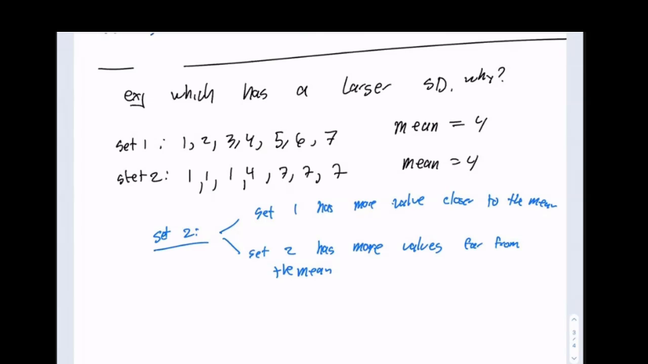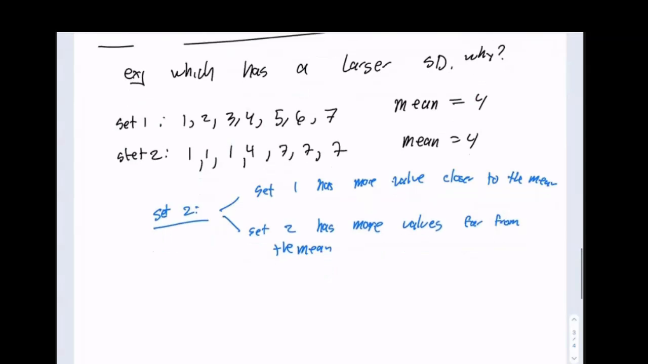The 2 and 3 are a lot closer than the 1 and 1s. So if you go apples to apples, the 1 and the 1, okay, that's going to be the same. The 2 and the 1, oh, the 2 is closer to the mean of 4. The 3 and the 1, oh, the 3 is closer to the 4. The 5 is closer than the 7. The 6 is closer than the 7. So when you look at all of the deviations, set 1 has a lot more deviations that are closer to the mean, where set 2 has a lot more deviations that are far from the mean. And when we square those, they're going to become greater.